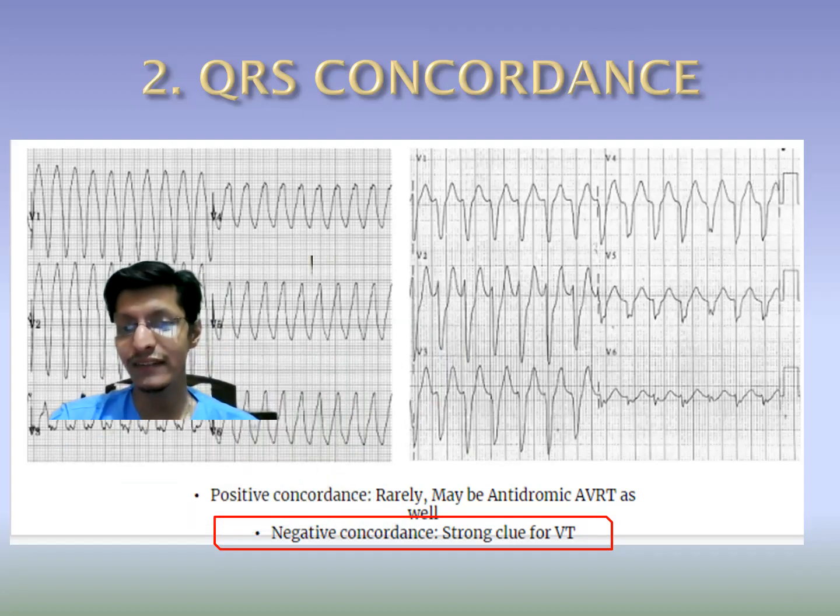And a negative concordance, here you can see a negative concordance. You can see the QRS. All the QRS in this are what? They are negative. So a concordance is a feature of ventricular tachycardia. But if it is a negative concordance, it is a definite feature of ventricular tachycardia.